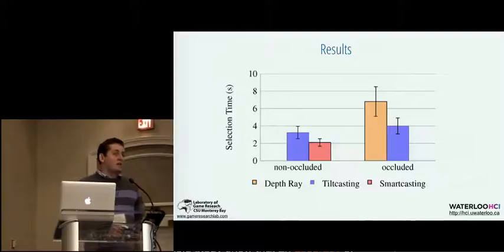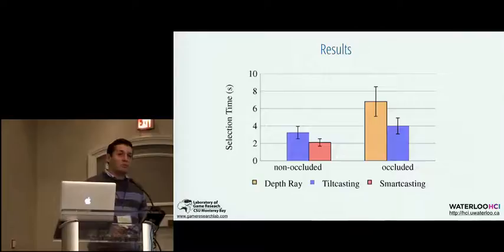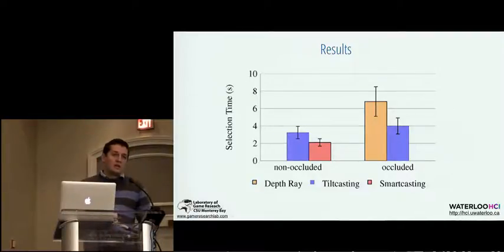On the other hand, the selection of occluded objects showed a significant improvement with tiltcasting. So in tiltcasting, the performance was much better. It's actually not that different between the selection of non-occluded and occluded objects, which basically means that occlusion did not have an influence on our results, so that we can basically select any objects in 3D regardless of whether they are occluded or not, which is a significant result.